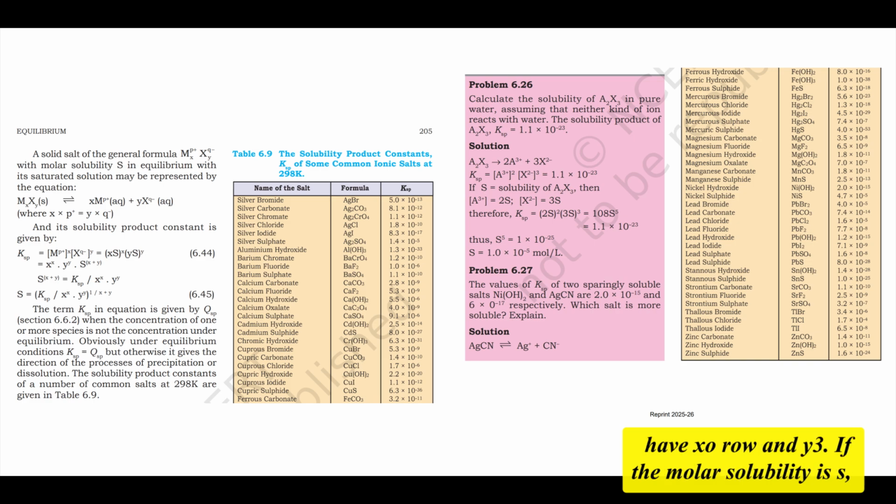If the molar solubility is S, then in the saturated solution, [A^(3+)] = 2S and [X^(2-)] = 3S. Now, use the general Ksp expression. Ksp = [A^(3+)]^2 [X^(2-)]^3. Substitute the concentrations in terms of S. Ksp = (2S)^2 (3S)^3. Be careful with the powers. Ksp = 4S^2 × 27S^3 = 108S^5.